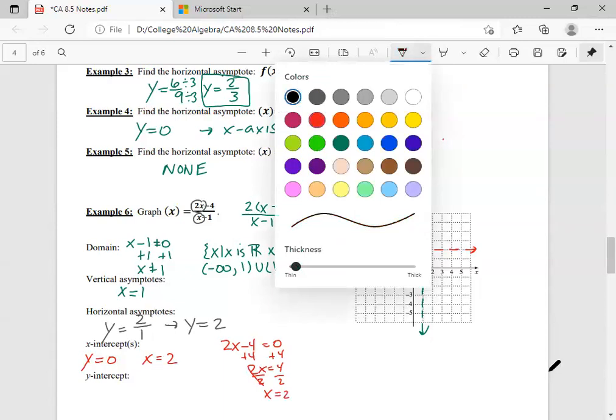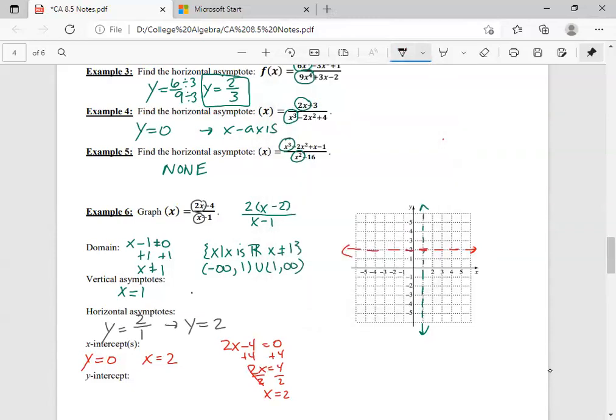First off, I would say, is that a hole? No, it's not, because this one didn't have any holes. We didn't have any of the same things cancel out from the top to the bottom. So we don't have to worry about holes on this one. So the point x equals 2, y equals 0 is one of the points on the graph. And I'm going to go ahead and fill that part in.